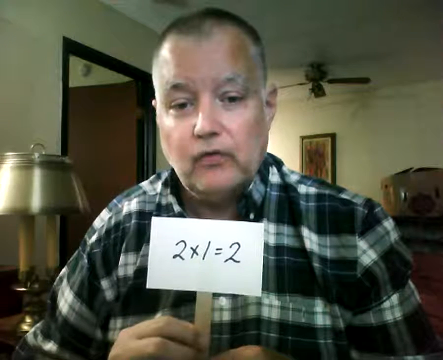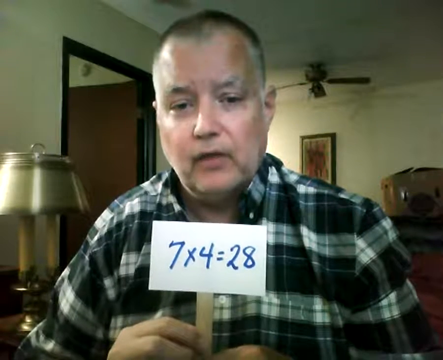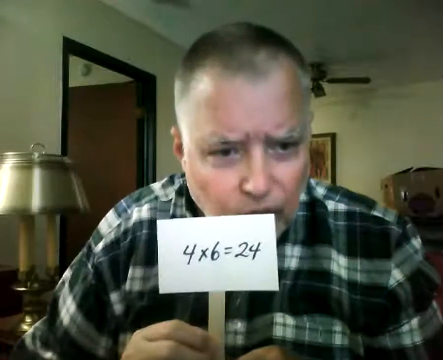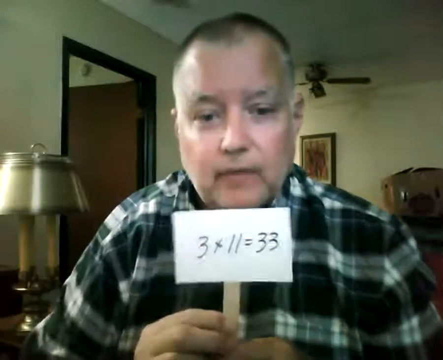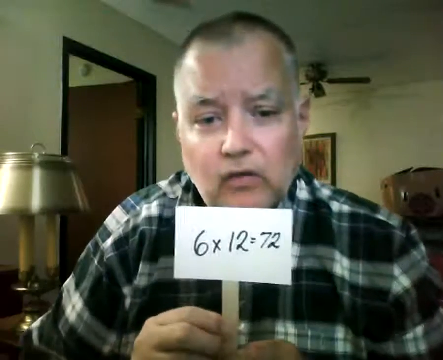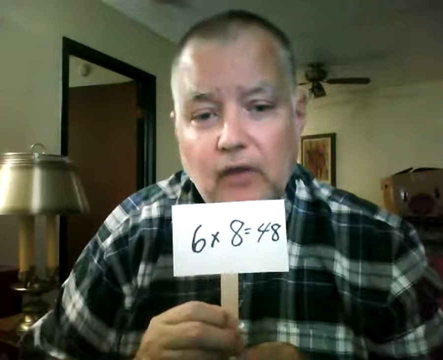2 times 1 is 2. 7 times 4 is 28. 4 times 8 is 32. 4 times 6 is 24. 7 times 3 is 33. 6 times 12 is 72. 6 times 8 is 48. 7 times 2 is 14.